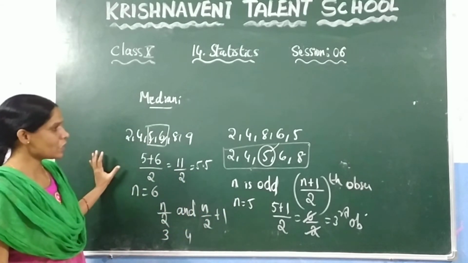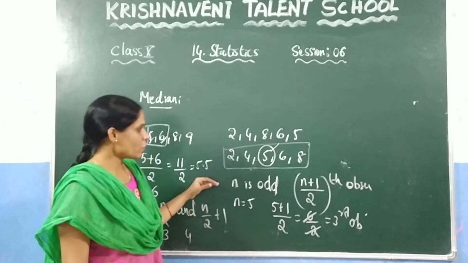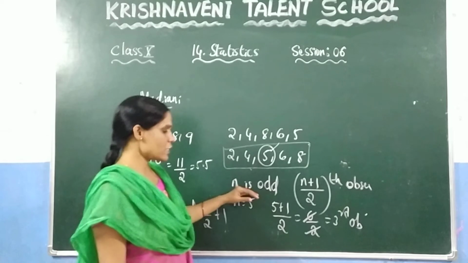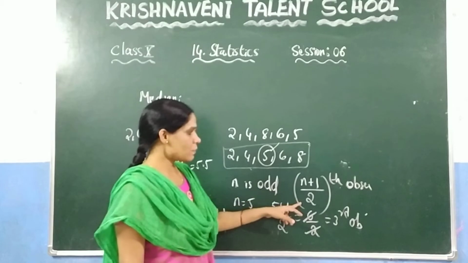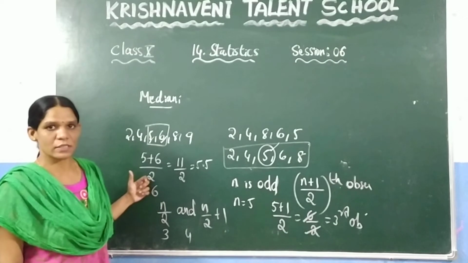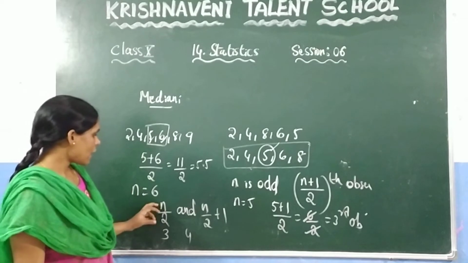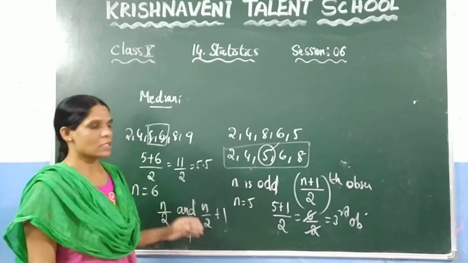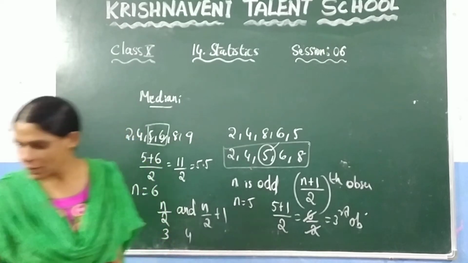So what is the median? The middlemost observation we call the median. If you want to find the median, you have to arrange the data in either ascending or descending order. If n is odd, that means the number of observations is odd, you can find the median by taking the (n plus 1) by 2 observation. And if n is even, that means the number of observations is even, you can find the median by using the average of the n by 2 and (n by 2 plus 1) observation. This you already studied in your 9th class. Now we are going to see how to find the median if you are given grouped data.